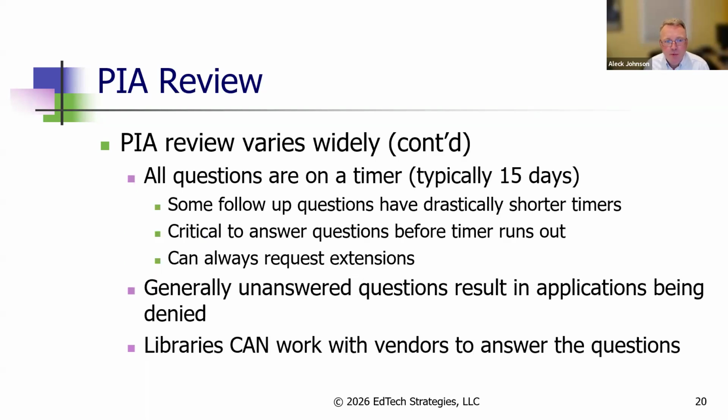As I mentioned before, all PIA review questions are on a timer. The first round of questions is typically 15 days. When you receive a question, they will give you 15 days to respond to it. If you miss that 15-day window and don't request an extension, they will give you an automatic one-time 15-day extension.